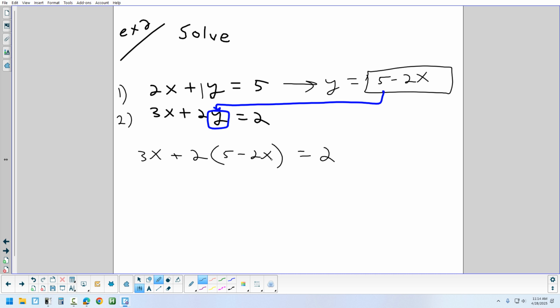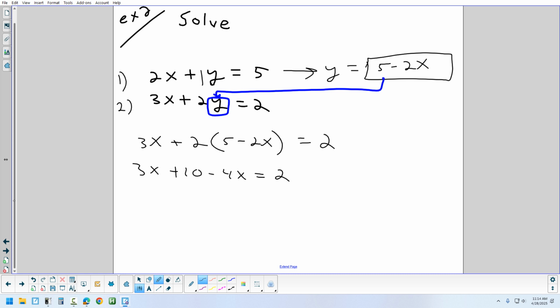Once you do your substitution, you should not have different letters in the equation. If you do, you didn't do it right. Okay, you should only have the same letter now. All right, now we solve it. What's my first step to solve it? Distribute. Okay, so we can distribute, and what do you get when you do that? 10 minus 4x.